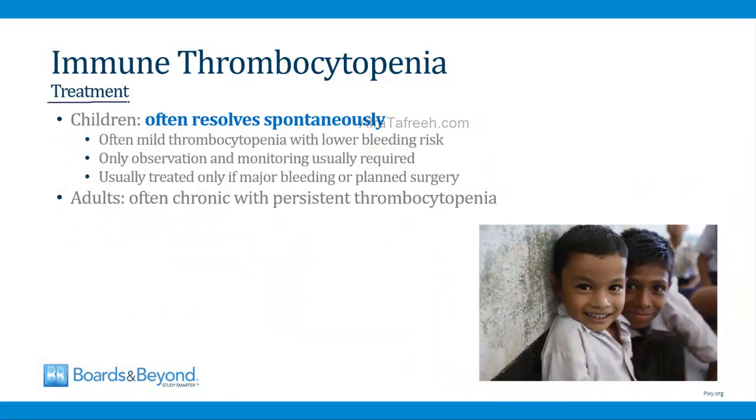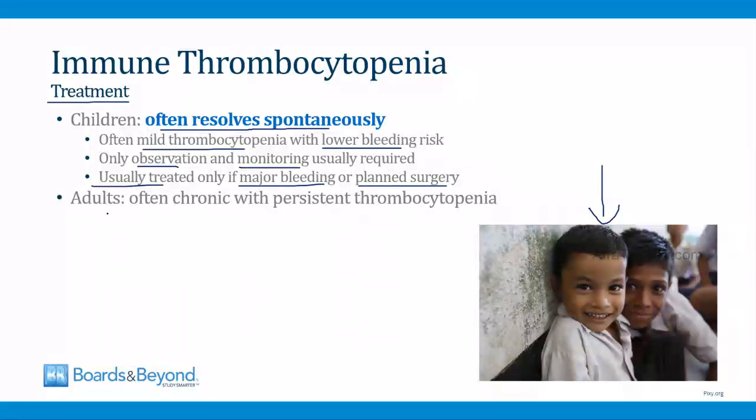Let's talk about the treatment of immune thrombocytopenia. So first of all, you should be aware that this is a different condition when it occurs in children compared to adults. In children, immune thrombocytopenia often resolves spontaneously. In addition, children, like these guys on the screen here, usually develop only mild thrombocytopenia and their risk of bleeding is lower. So in most cases for children, they're observed and their platelet count is monitored, but they don't require any additional treatment. And in general, children are usually only treated if they have a major bleeding episode or they're going to have surgery where a low platelet count might be dangerous.